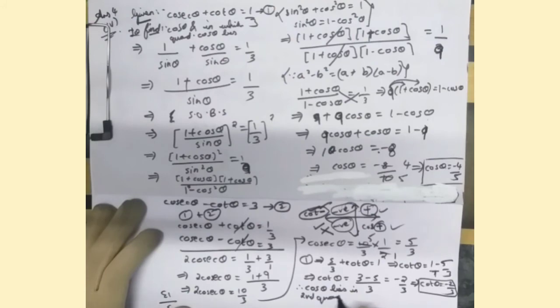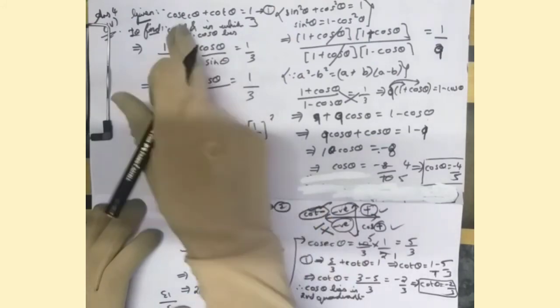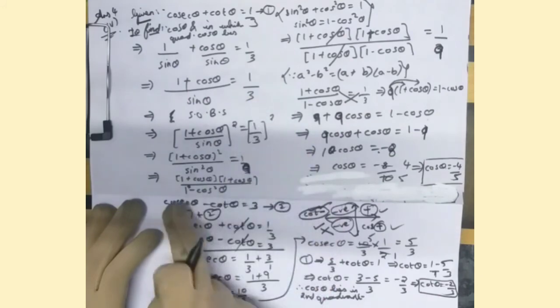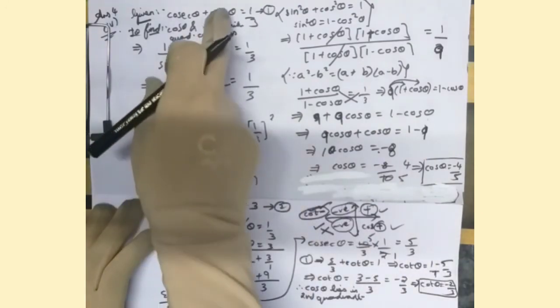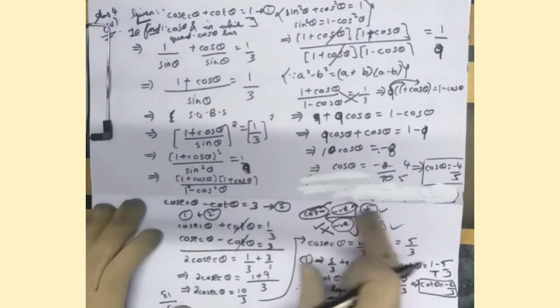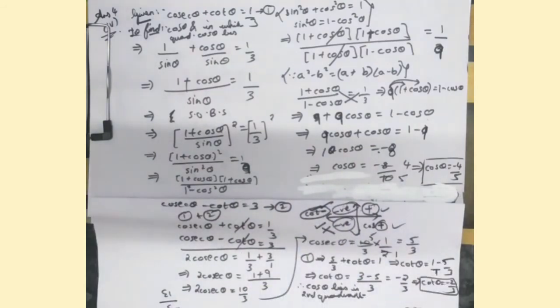So remember, whenever you have relations like this, cosecant theta plus cot theta is 1 by 3, you can write cosecant theta minus cot theta is 3. Simply invert this and write down. And add those two equations, you will get the value of cosecant theta. After finding out cosecant theta, substitute in the first equation, find the value of cot. Based on what cot is, you can know in which quadrant this trigonometric ratio lies.